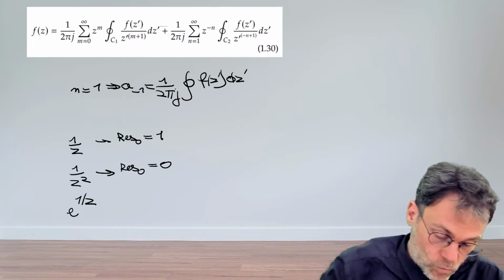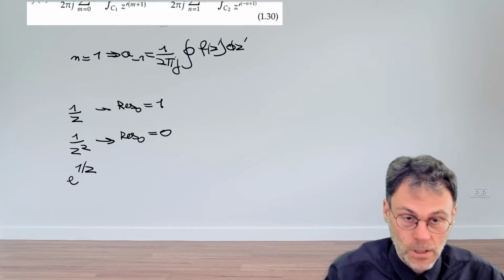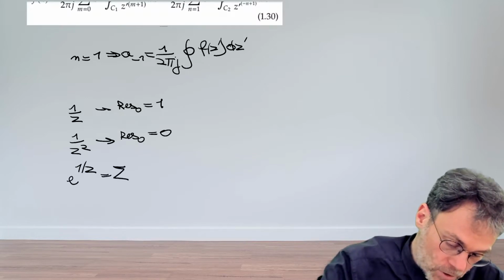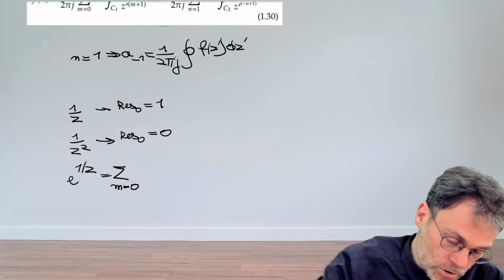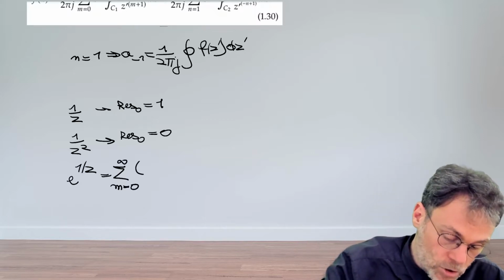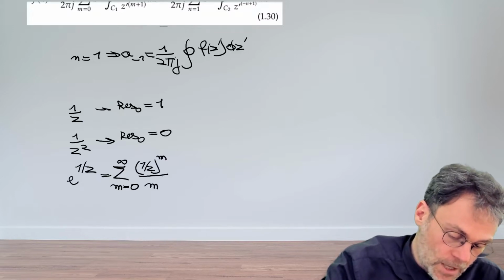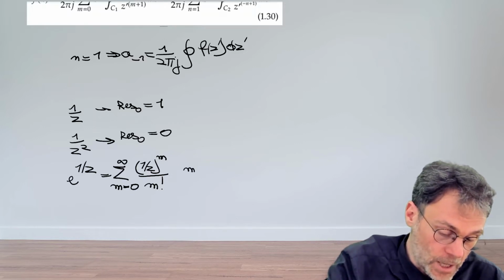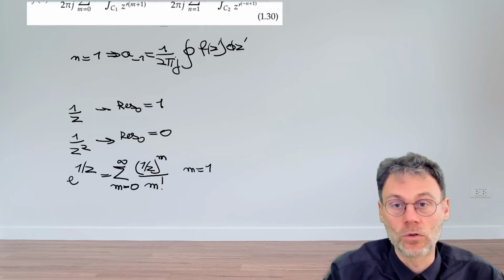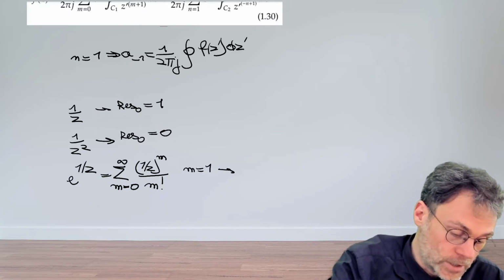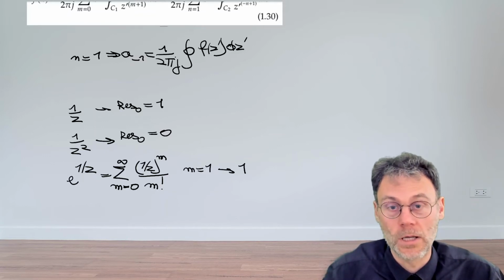Finally, exponential of 1 over z. Again, here we already know what the Laurent series looks like. We have our famous series expansion, the sum of m going from 0 to infinity, the argument of the exponential, that's 1 over z in our case, to the power of m, divided by m factorial. So what we're after here is the coefficient for m equal to 1, and in this case 1 factorial is 1, so the residue here is also equal to 1.